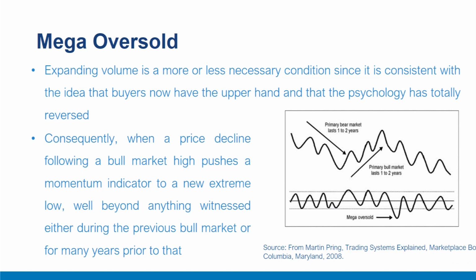The same also appears in reverse for oversold extremes. So an oversold condition appears like this. After a prolonged bull market, this is the first thrust in the bear market and there is a mega oversold. Consequently, when a price decline following a bull market high pushes a momentum indicator to a new extreme low, which is mega oversold, well beyond anything witnessed during the previous bull market or for many years prior to that. So this is extreme oversold, mega oversold as compared to anything observed in history.